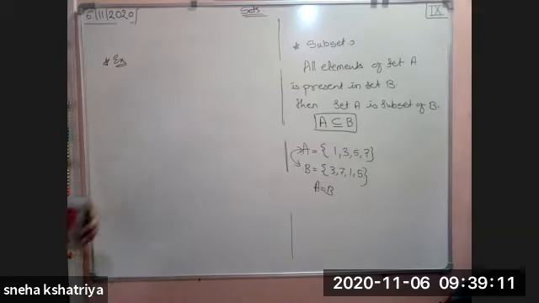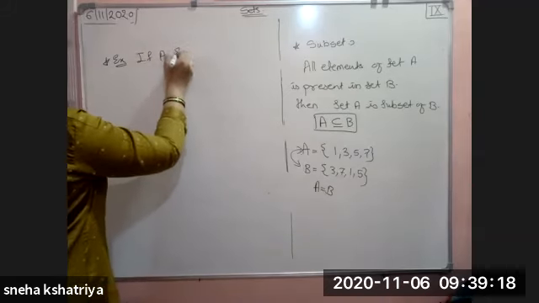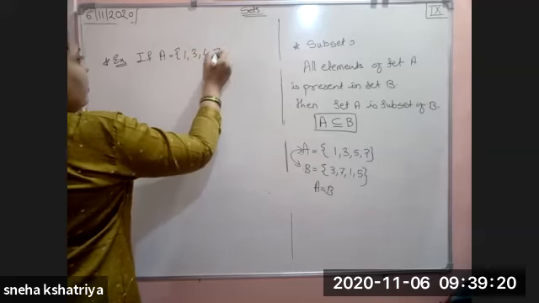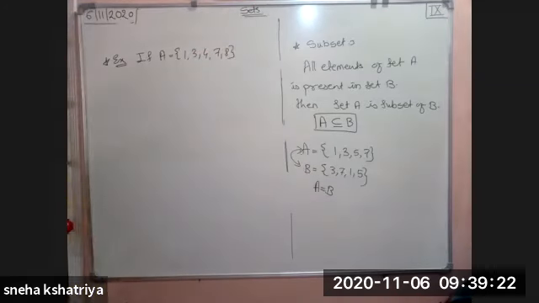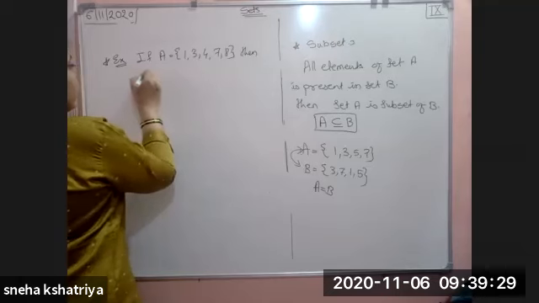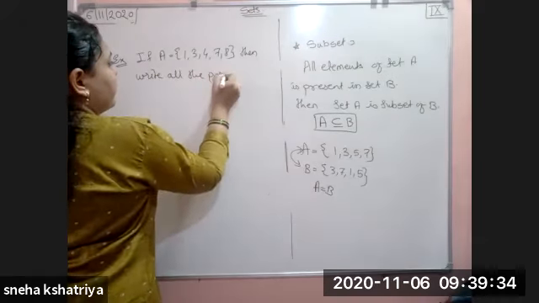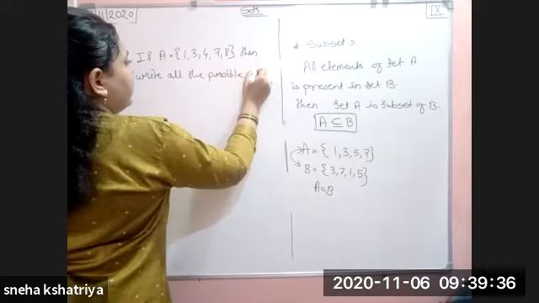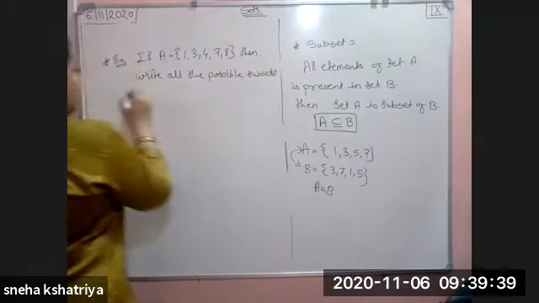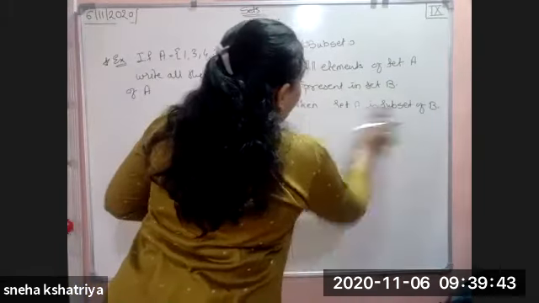One example is given to you. If A is equal to {1, 3, 4, 7, 8}, then write all the possible subsets of A. We have to write all the possible subsets.